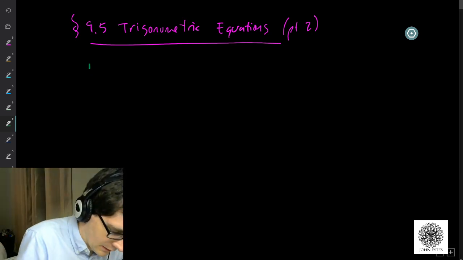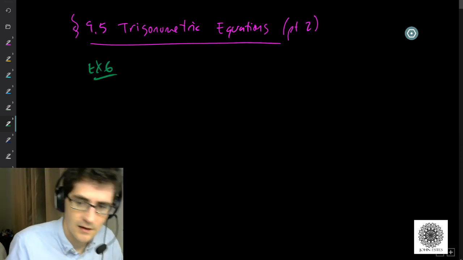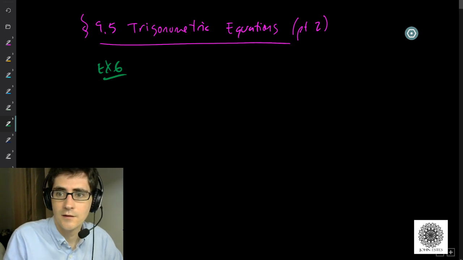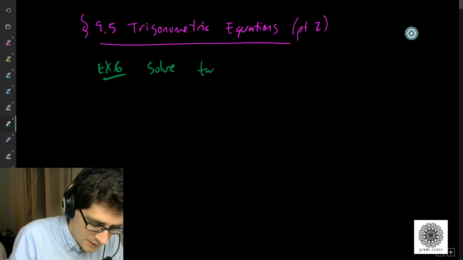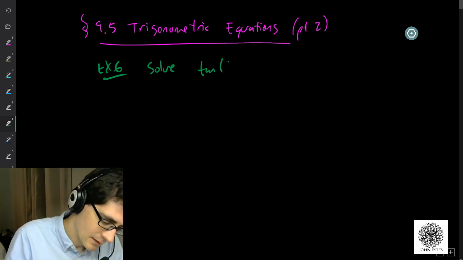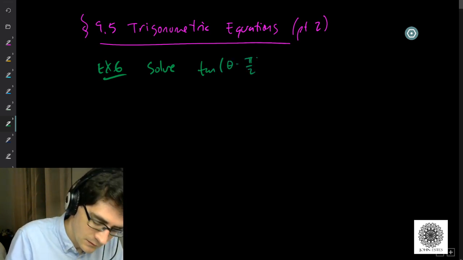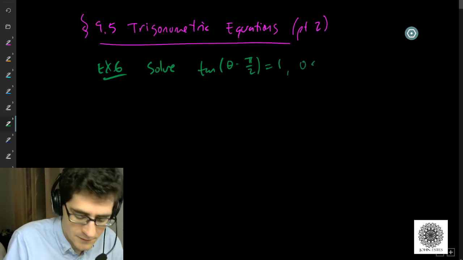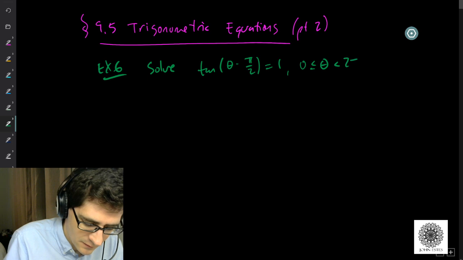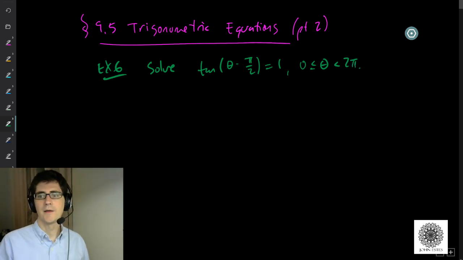Okay, and I'm going to look at example 6 from the text, and it asks for us to do this. Solve tangent of theta minus pi/2 equals 1. And here we're restricting ourselves to the first revolution, 0 to 2 pi.